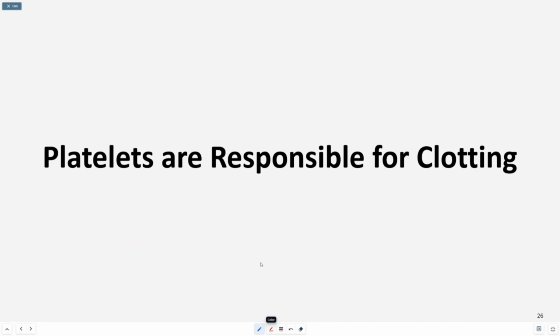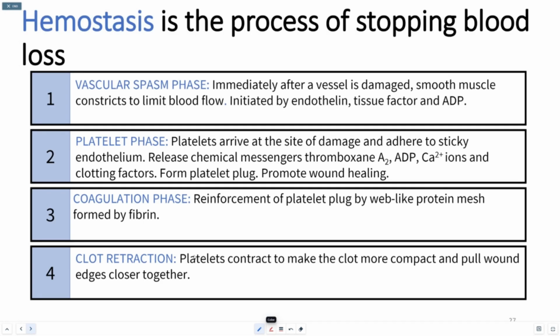Platelets are responsible for the clotting process. Hemostasis is the process by which blood clots and inhibits blood flow through an injured vessel and stoppage of blood, and has three major phases. We'll talk about the first big phase called the vascular spasm.